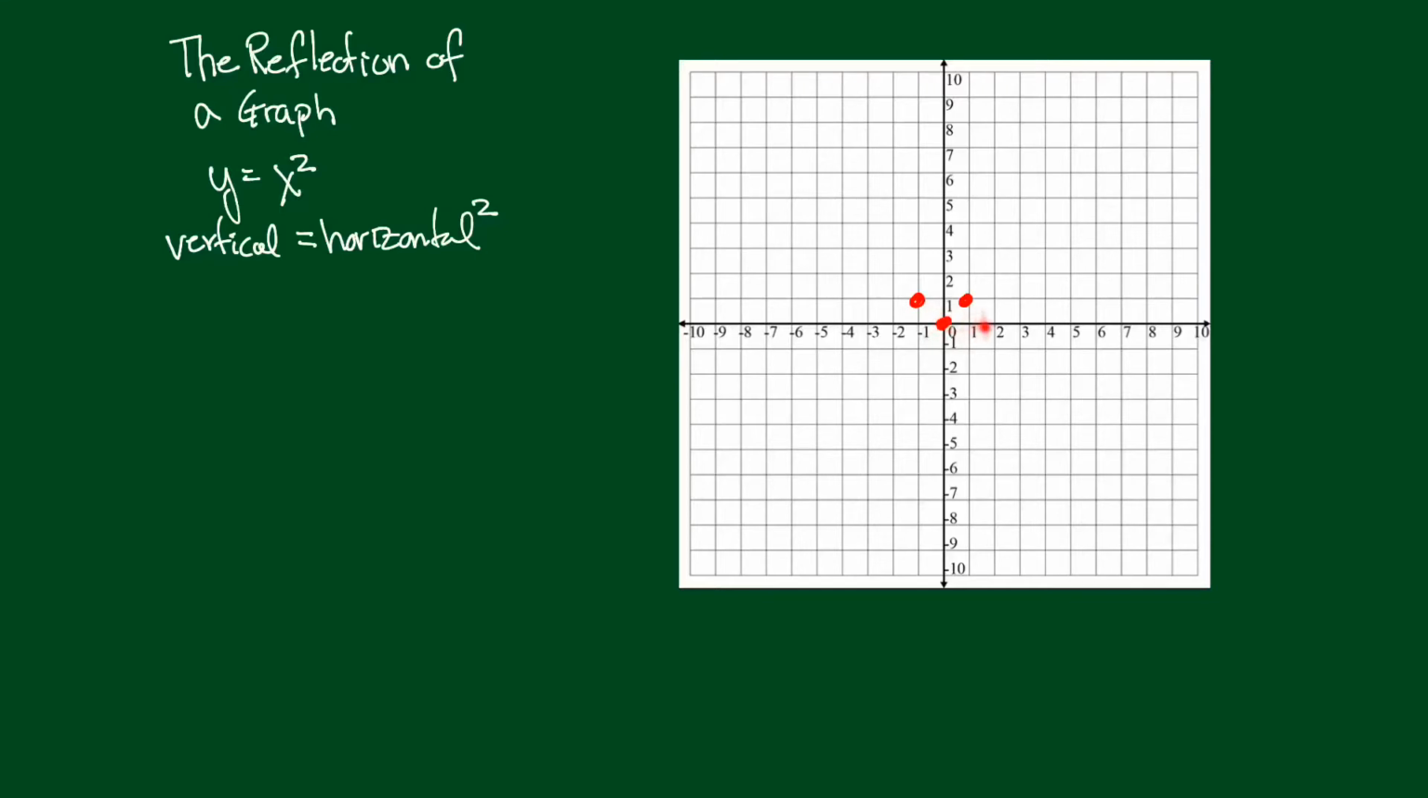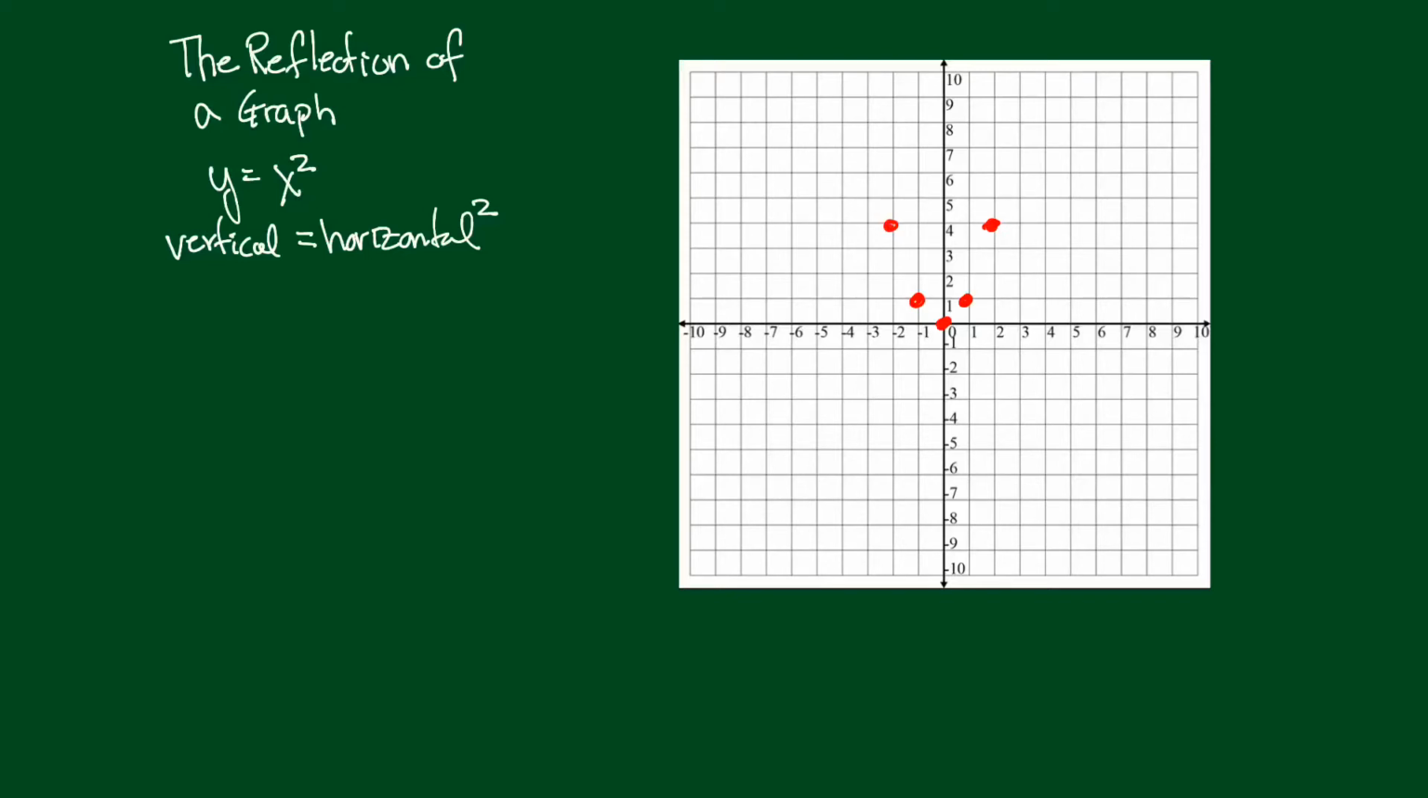Now start at the origin. Make a horizontal movement of 2 to the right or the left. It doesn't matter. You're going 2 units on the horizontal. Right? So the horizontal is 2. You square it, you get 4. So you're going to go to 4 on the y-axis. So 2 to 4. Over here, 2 to 4.